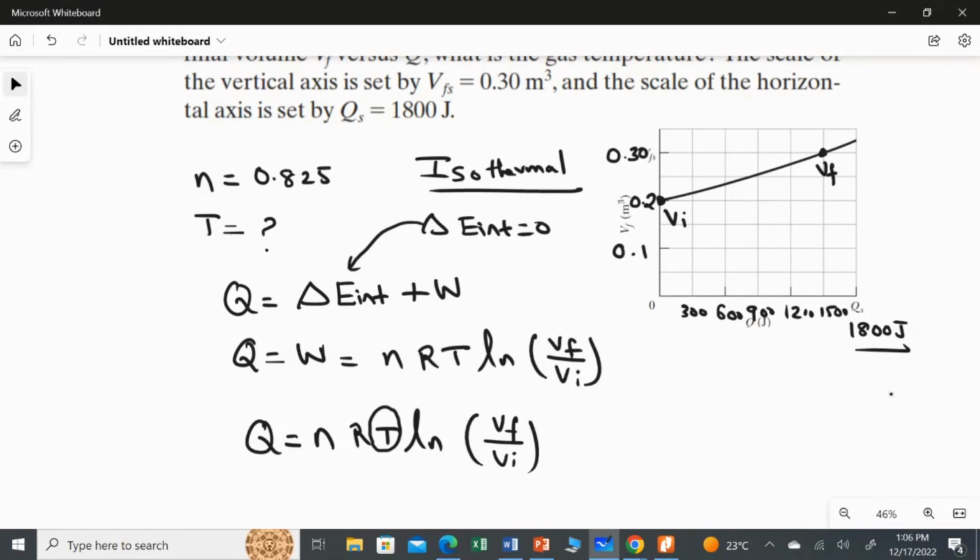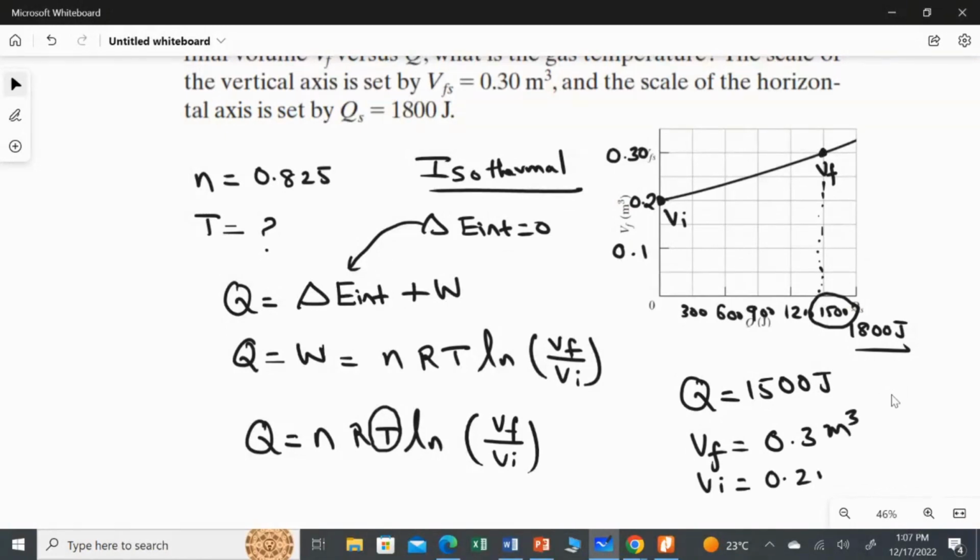On the x-axis, the maximum value for the heat is given as 1800, but we need not bother about this. We have to consider only up to the final volume. So what is the heat energy up to this point? Our heat energy for this maximum value of the volume is exactly 1500 joules. Clear? So we have to take the maximum volume with respect to its heat energy. Here 1500 makes the volume 0.3 meter cube. So I can write here Q as 1500 joules, the final volume as 0.3 meter cube, and the initial volume starts at 0.2 meter cube.